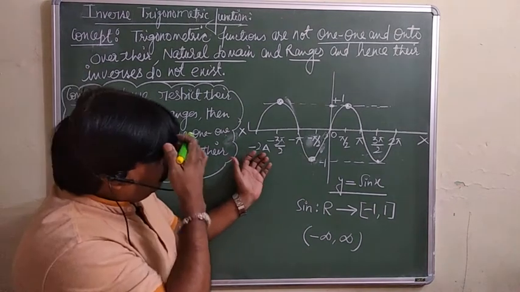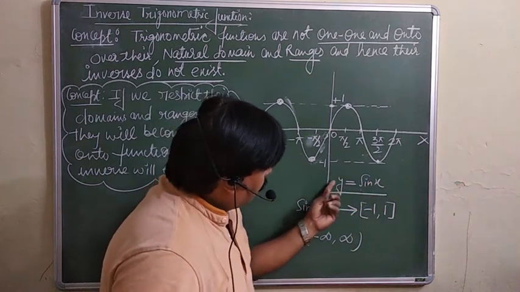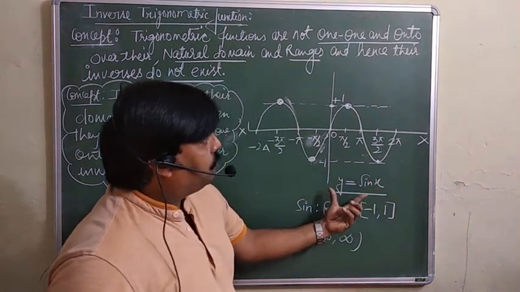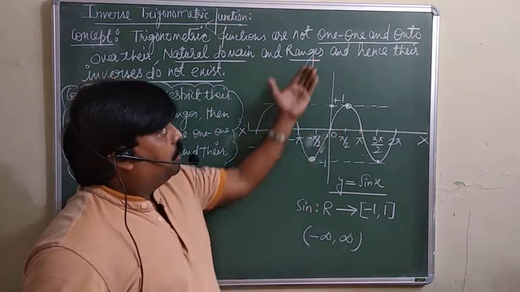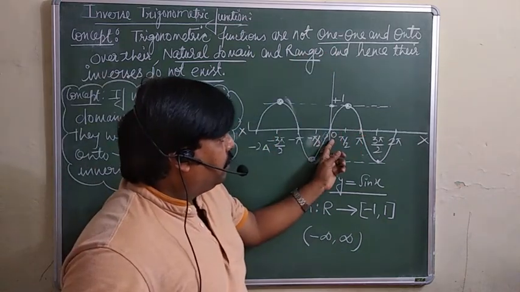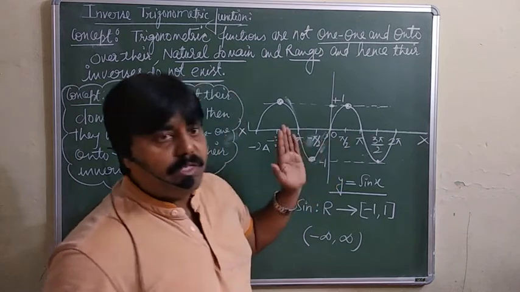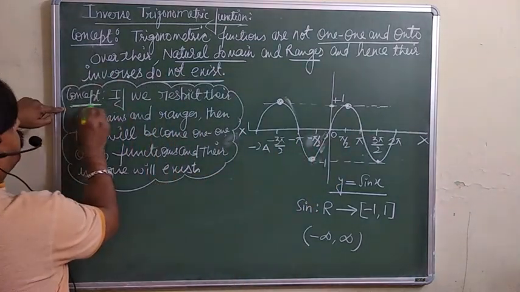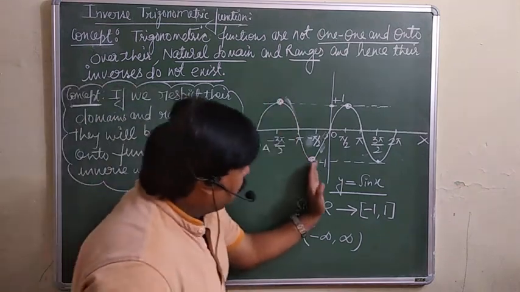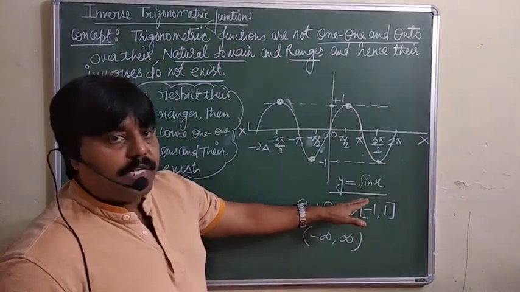Okay, so we have y equal to sin x. This is not one-one, because for various values we are getting the same value. To be one-one, one element should have one image, which we already discussed. Now this is the concept here: this function, you cannot take the inverse of it.